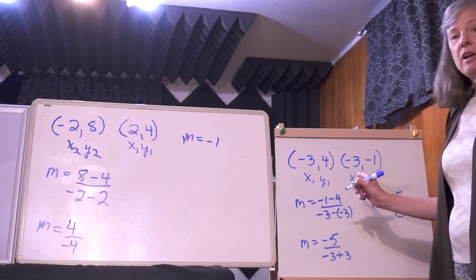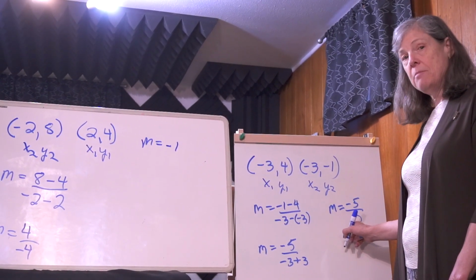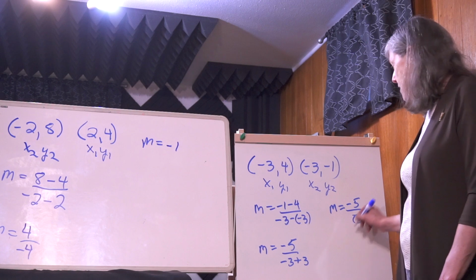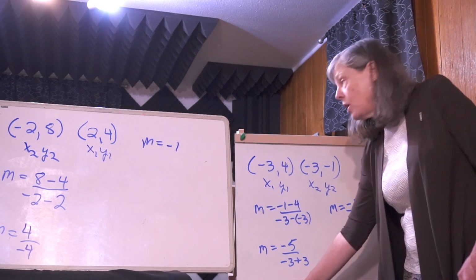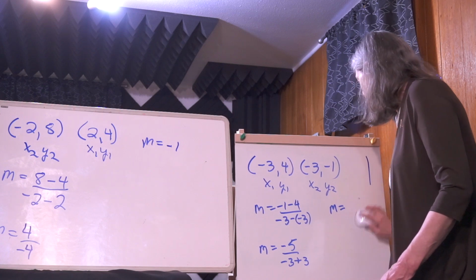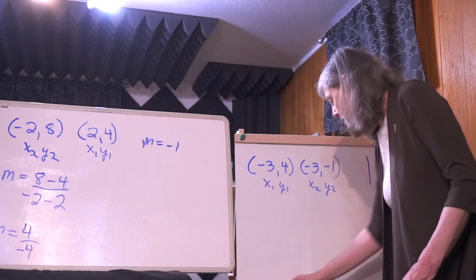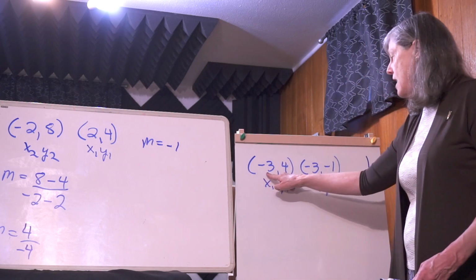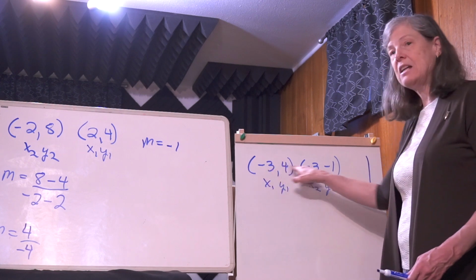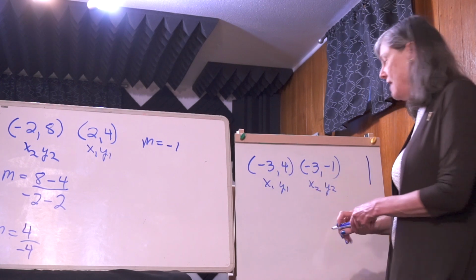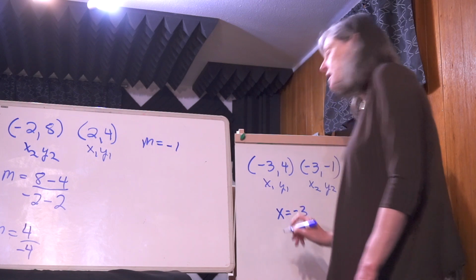If you remember in our last video, 0 in the bottom means undefined. That means our line is vertical. So, something I want you to notice is that our x and our x are both exactly the same. That just means that x equals negative 3.